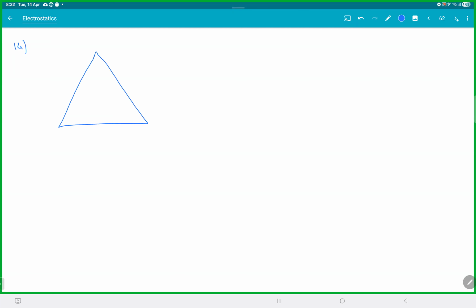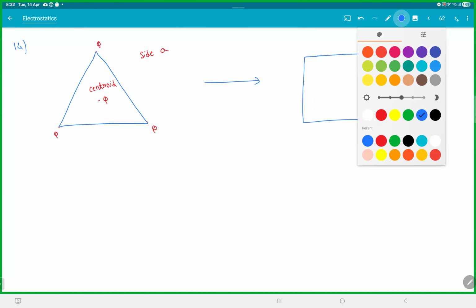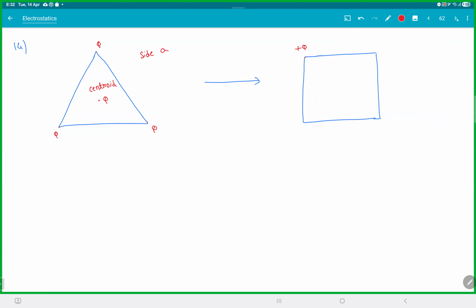So we got a triangle there, and there are four charges: q, q, q, and q. This is the centroid. This is an equilateral triangle of side A. Then someone took off these four charges and assembled them again, reorganized in the form of a square of side A. Find the work done by the external force to do the rearrangement.